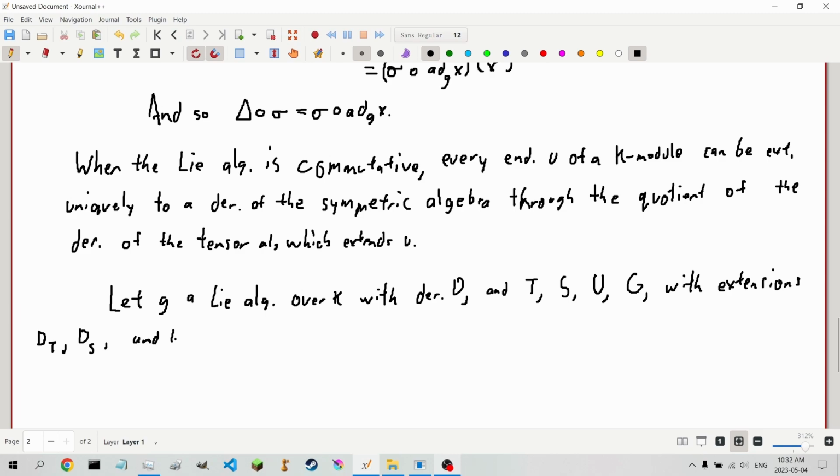I'm going to let dU, of course, be the extension to U, such that sigma acting on D, this canonical injection of G into U, be the derivation in U acting on sigma. This will, of course, as we saw, leave each Un stable.